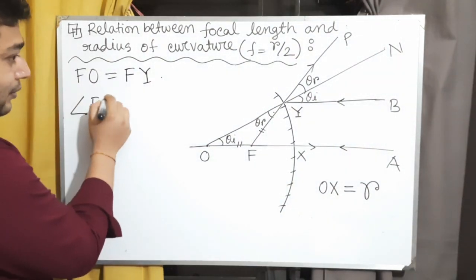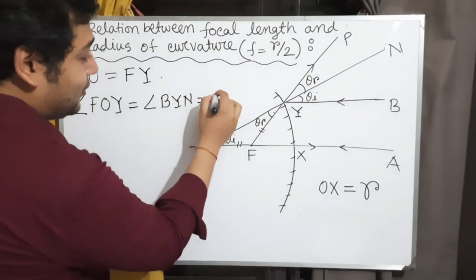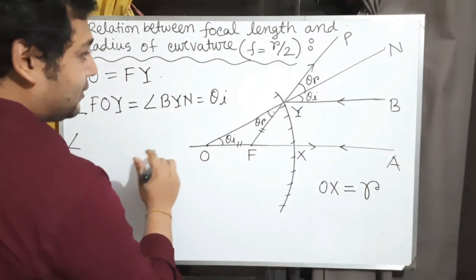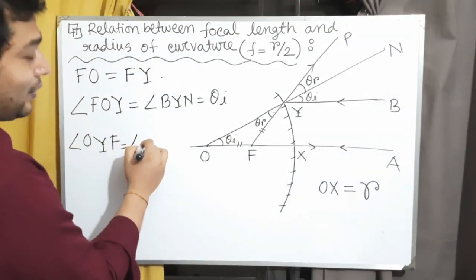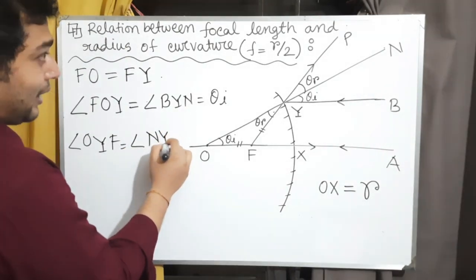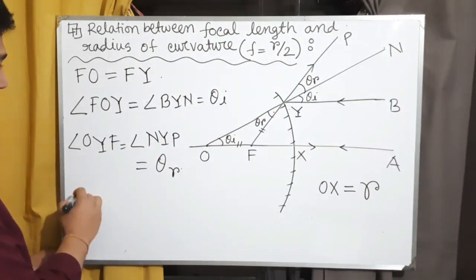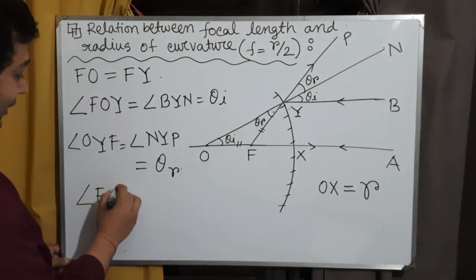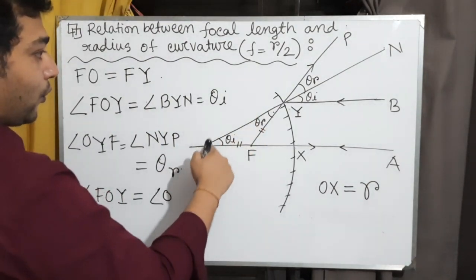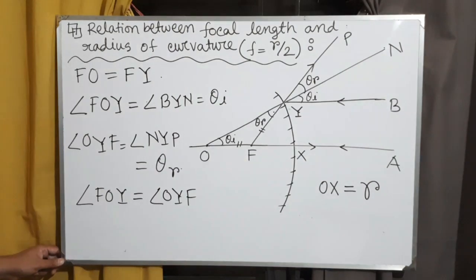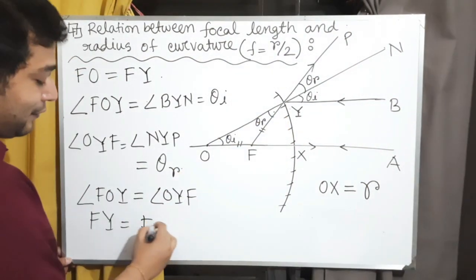Now here we say that angle FOY equal to angle BYN equal to theta I, and angle OYF equal to angle NYP equal to theta R. So we can write angle FOY equal to angle OYF. So FY equal to FX.